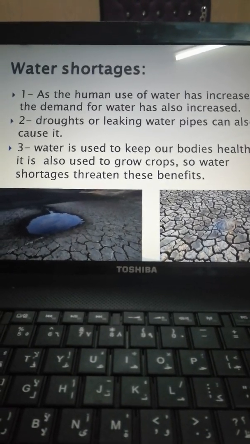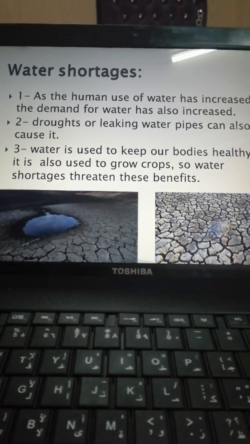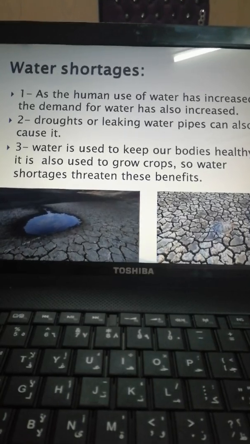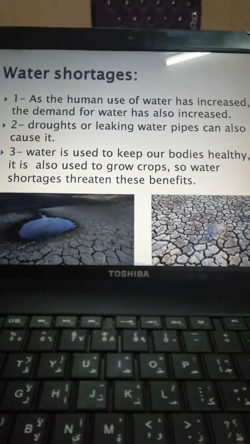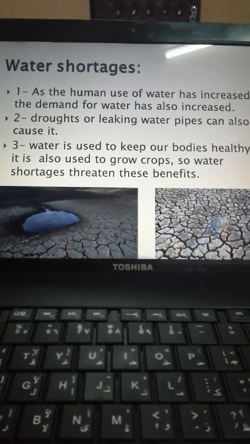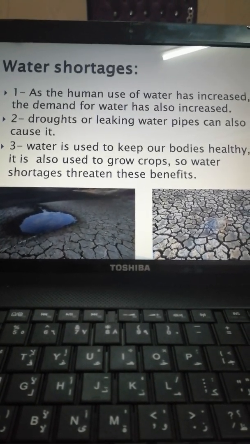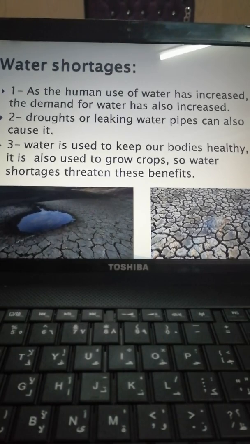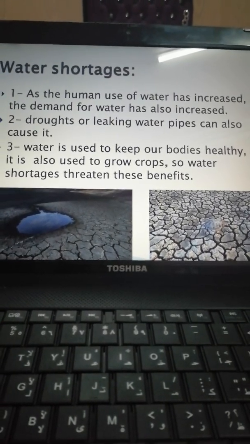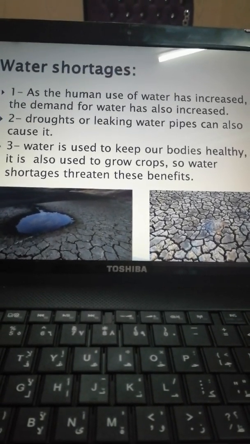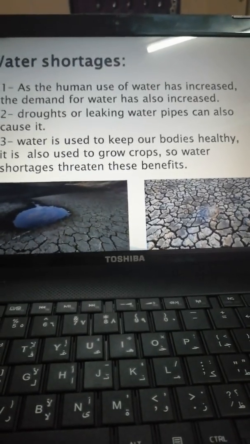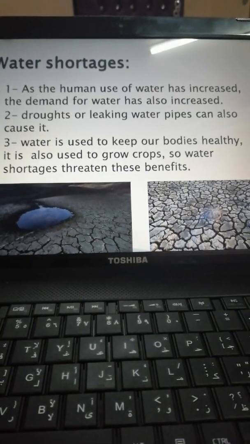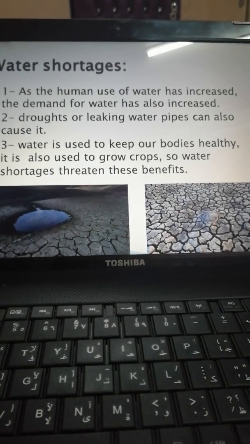Water is used to keep our bodies healthy, and it is also used to grow crops. So water shortages threaten these benefits. Again, water shortages are caused by the increased human use of water, so the demand for water has also increased. Number 2, drought or leaking water pipes can also cause it.